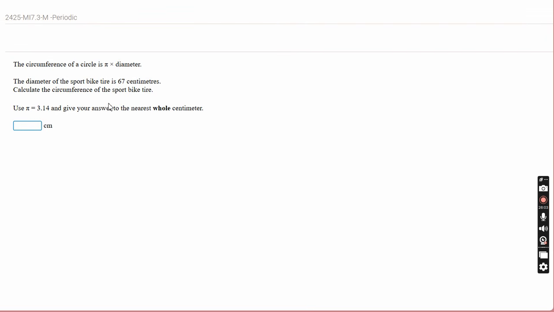Here, what is the diameter? They have given you already the formula. So just put the formula, 67 times 3.14. What's that? 210. They want the whole centimeter. They do not want you to put the decimal number. So 210.